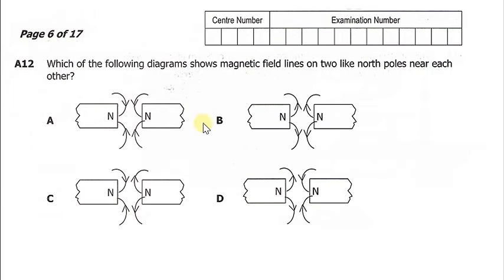So this one becomes the answer, because when they say which of the following diagrams shows magnetic field lines on two like north poles, these are like north poles. They're all moving from the north going to south. Here, no, this one is entering, then this one is moving out, which makes it wrong. Here it is entering, which makes it wrong. The correct one is this one here.